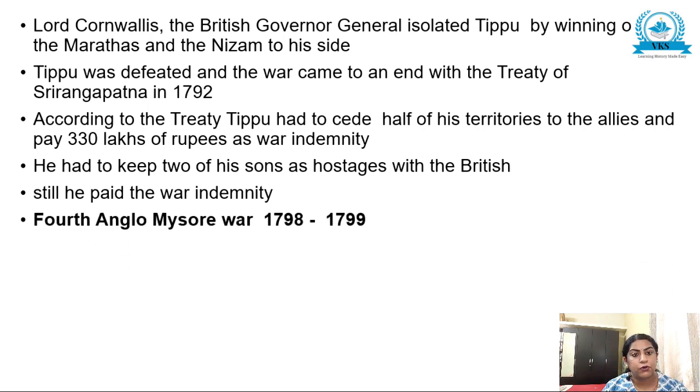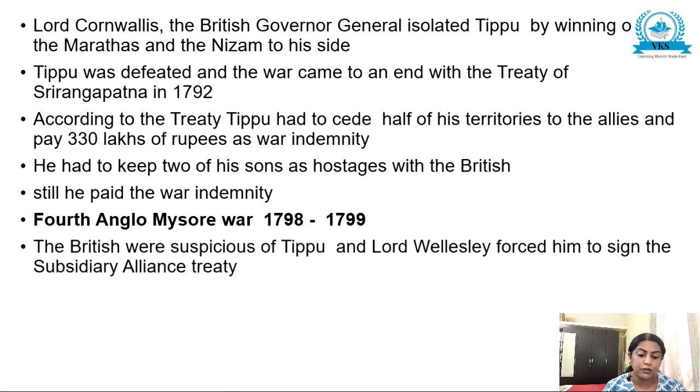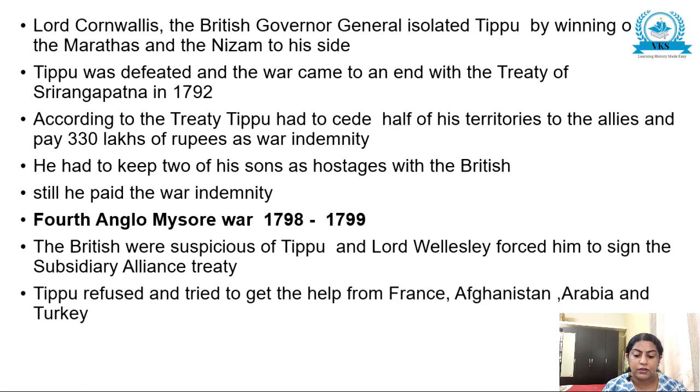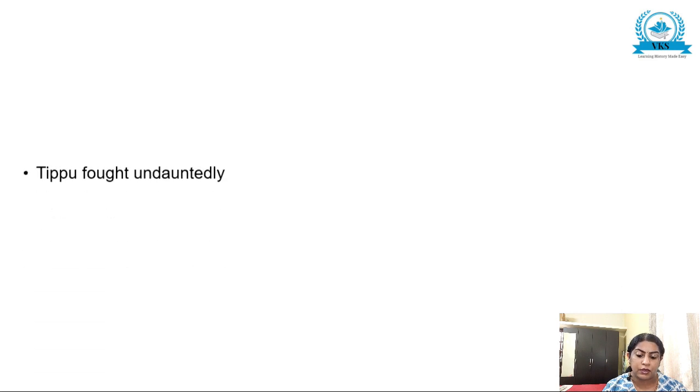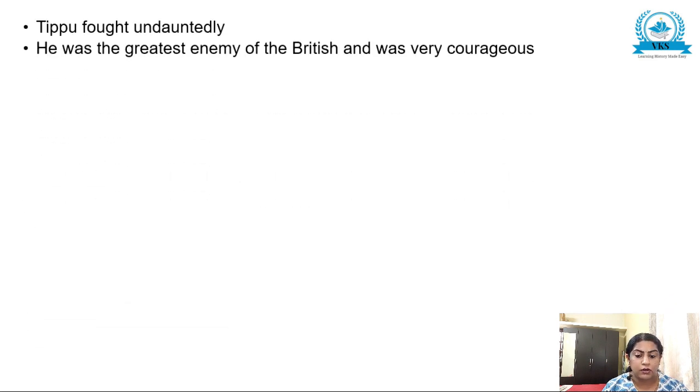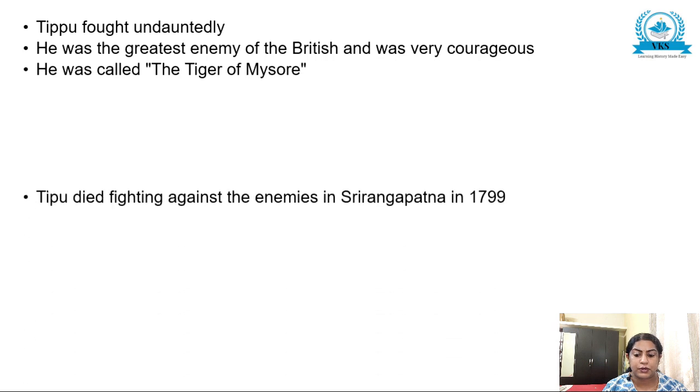Now the last is the Fourth Anglo-Mysore War, 1798 to 99. The British were suspicious of Tipu and Lord Wellesley forced him to sign the Subsidiary Alliance Treaty. Tipu refused to do so and he tried to get help from France, Afghanistan, Arabia and Turkey. The British along with the Marathas and the Nizam attacked Mysore. Tipu fought dauntlessly, and he was the greatest enemy of the British and very courageous. He was called the Tiger of Mysore.